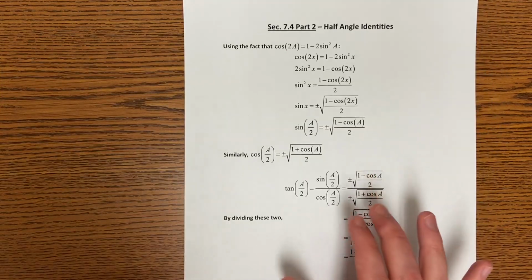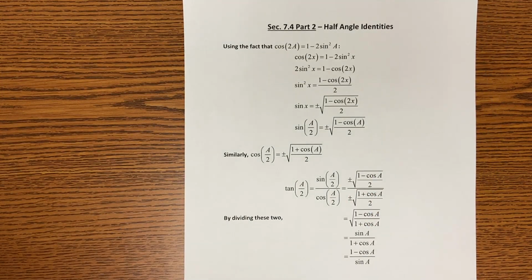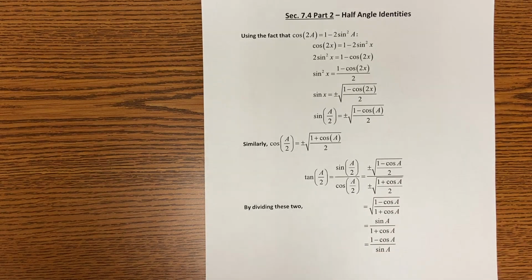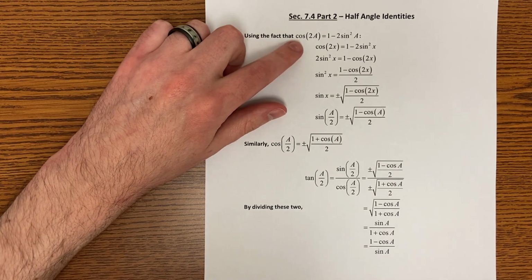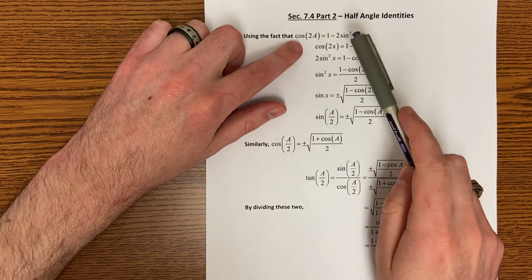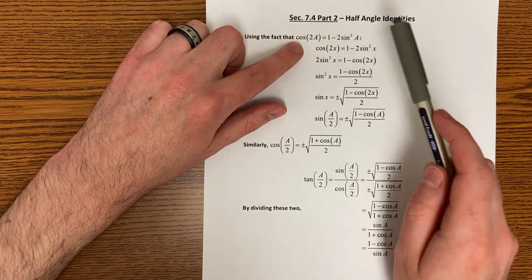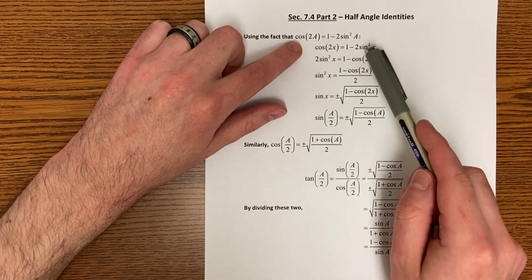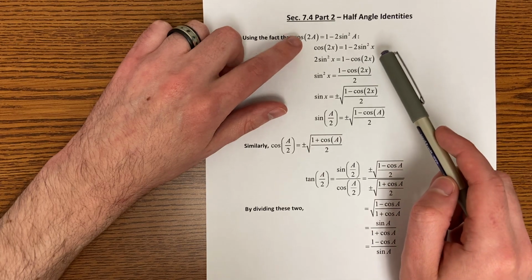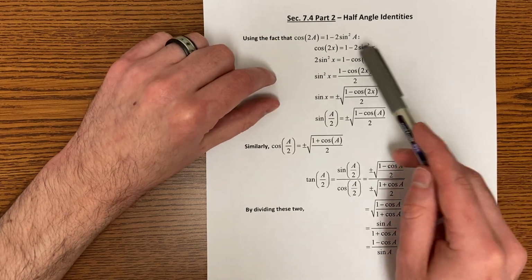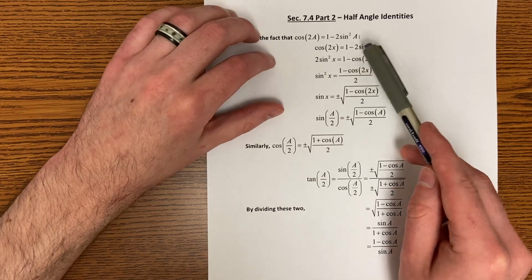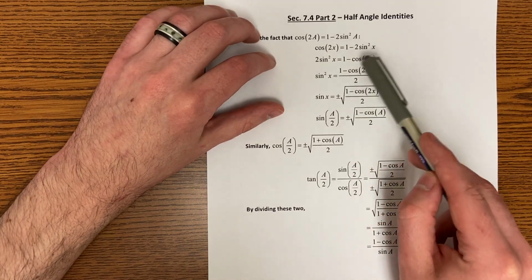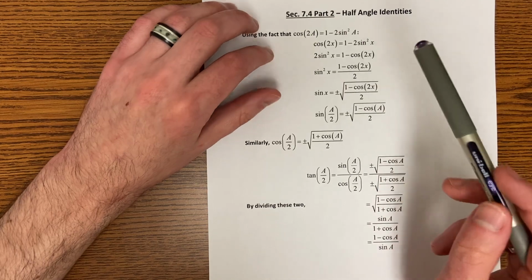Now, for the second part of 7.4, we have half angle identities. The half angle identities are very similar to the double angle identities, just solved for the piece that's by itself. In particular, because cosine of 2A has multiple things that it's equal to, one of them is 1 minus 2 sine squared A. So what we can do is get the sine squared x by itself by moving the 2 over and the cosine of 2x over, dividing by 2, and taking the square root.